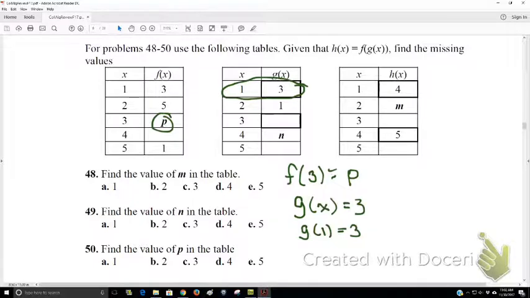So now what we're looking at when we put in 1 is we're putting 1 in. That's our input for h. Now when 1 is input to h, what do we get? We get a value of 4. So that tells us that when 1 goes into g, we get 3. The 3 goes into f, we should be getting 4, and that gives us our value for p.